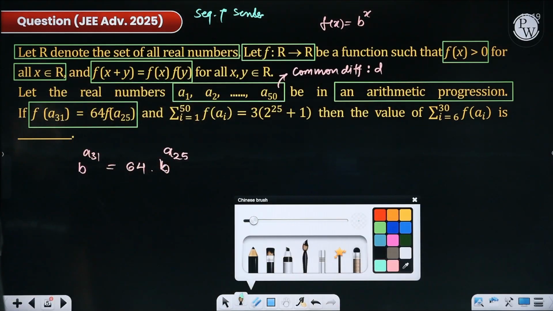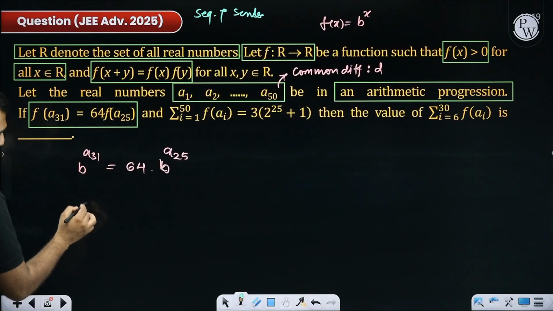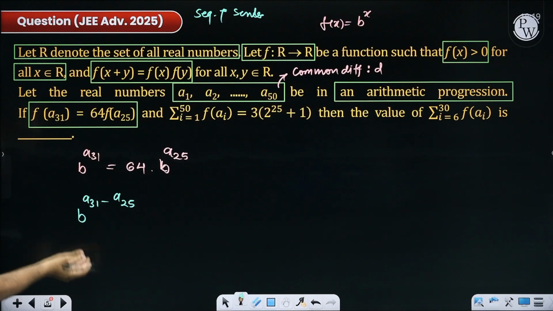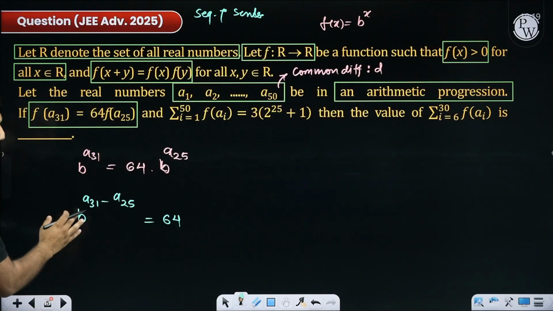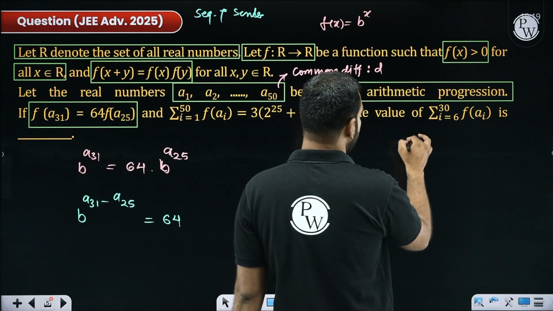So a31 can I write as, of course, b to the power a25 I can bring here. So this is b to the power a31 minus a25, because if base is same and if you're dividing them, powers are subtracted, and this leaves you with the 64 here. Now, a31 and a25, can I do it separately? So if I do it separately here, how will you write it?